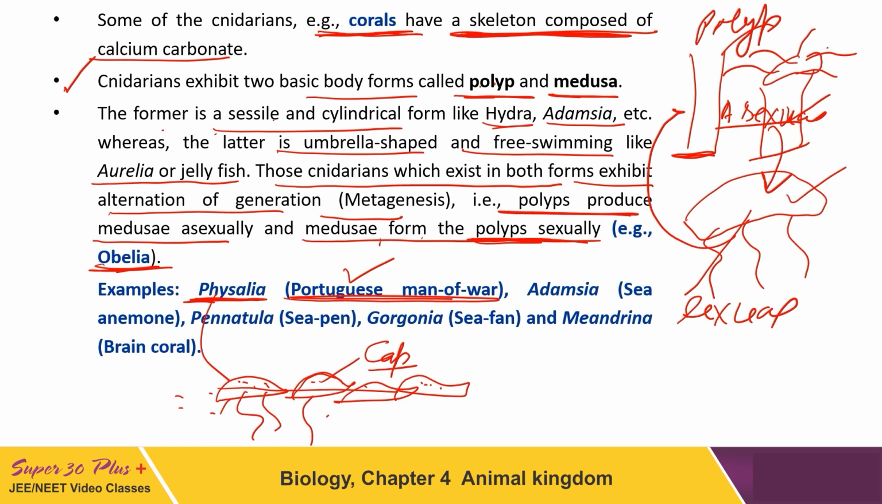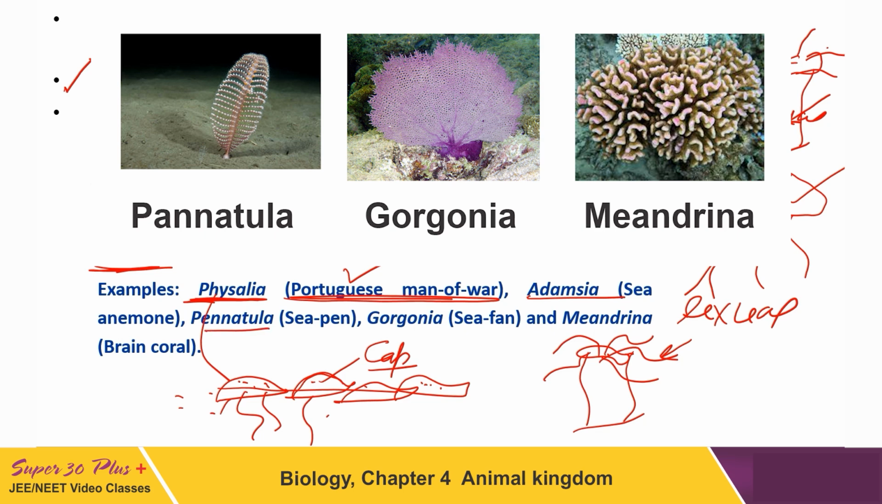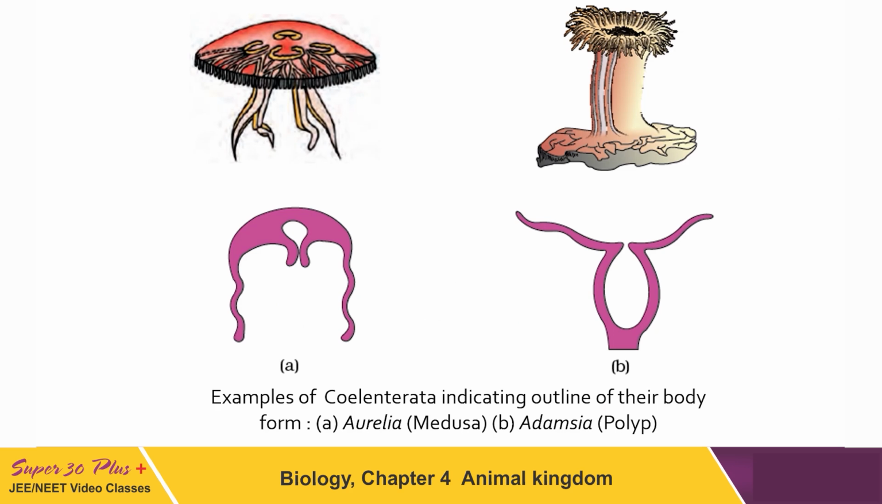That is Adamsia. If you go to the sea coast, you must have seen these in sand. So structures are there. This is the opening which is surrounded by the tentacles. If you touch the tentacles, then the body will be withdrawn in. Then this is Pennatula, sea pen, that is Gorgonia, sea fan, and this is Meandrina, known as brain corals. Right? See some typical diagrams. This one shows examples of coelenterates indicating the outline of their body.